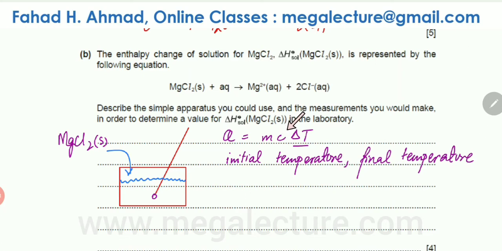It's 4.18 joules per gram per Kelvin. Mass would be needed. The mass of water. Remember, we're measuring the energy change of this water. So mass of water would be needed, and the last thing is you would need the mass of MgCl2 as well.